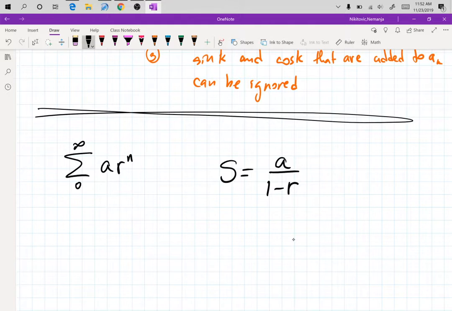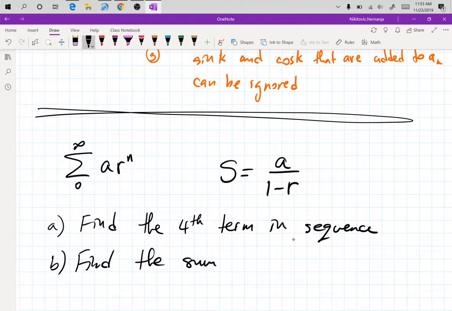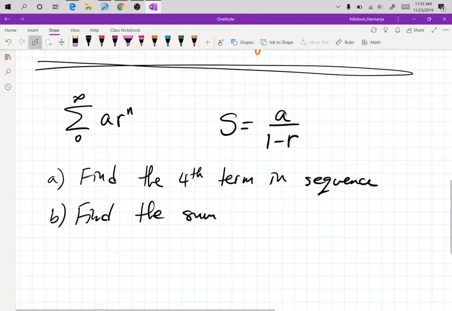So now I can ask part A, find the fourth term in the sequence, or B, find the sum. So, right, what is that asking?